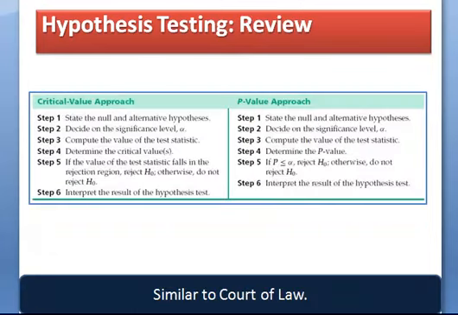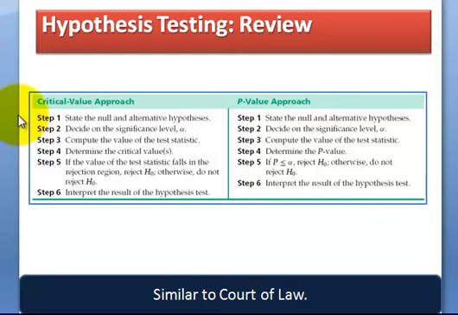So, quick review on hypothesis testing. There are two approaches, and we'll show you both in all the examples. There's the critical value approach, and there's the p-value approach. For the critical value approach, step 1, you state the null hypothesis. You decide a significance level, your alpha. You compute the value of the test statistic from your sample. Determine what your critical values are. If the test statistic falls in the rejection region, you reject the null hypothesis. And step 6, you interpret the results.